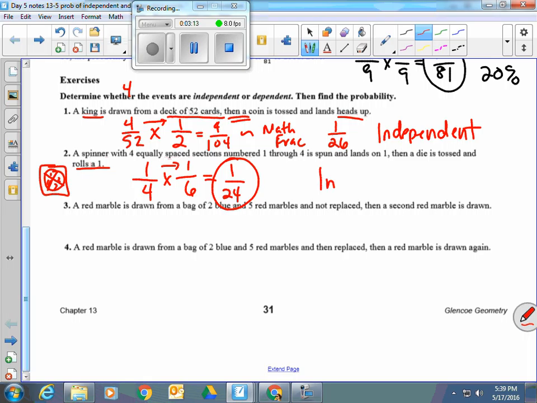And this is also an independent event, meaning that when I do the spinner, it doesn't affect the dice. They don't affect each other. They're 2 separate things. They're independent events.